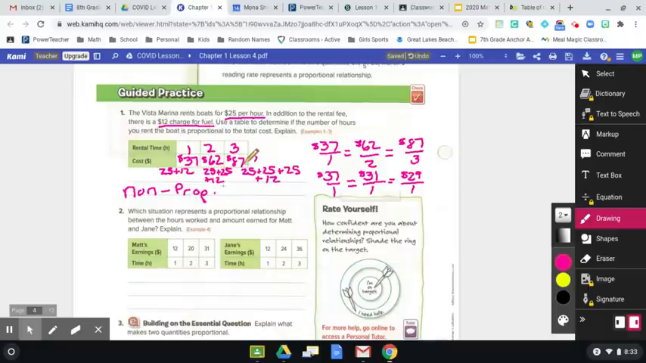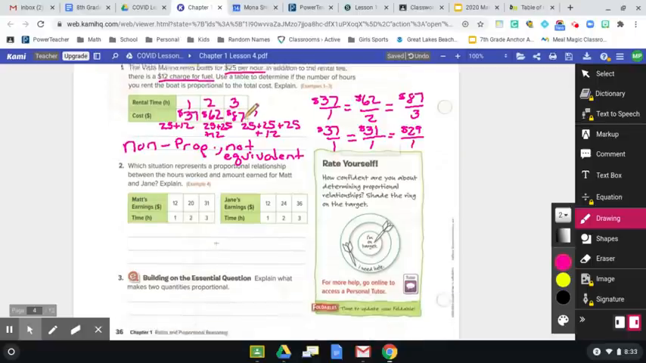Non-proportional. And it's because the ratios are not equivalent. We don't see that pattern going throughout that table. Non-proportional.